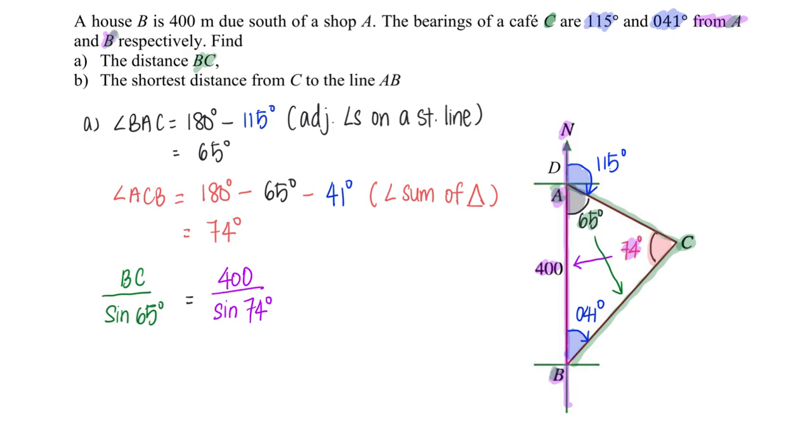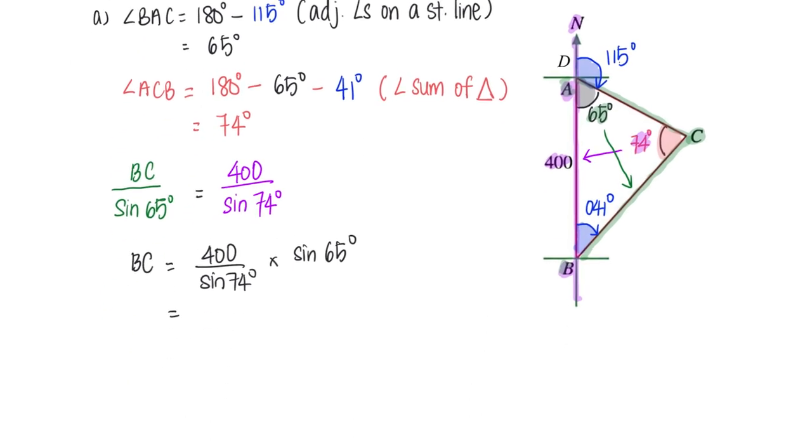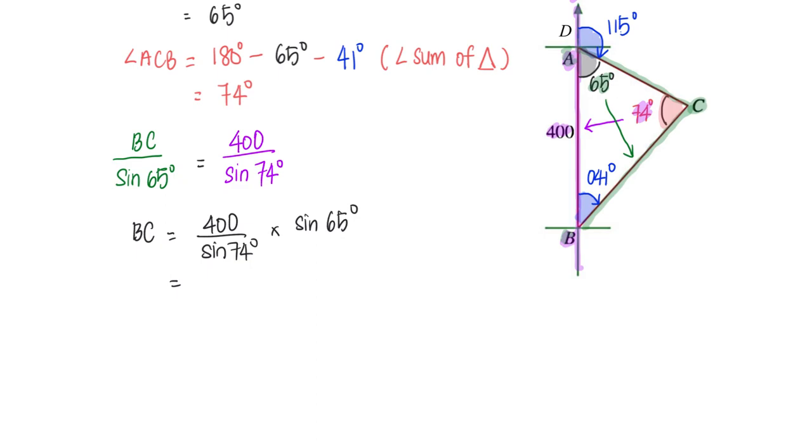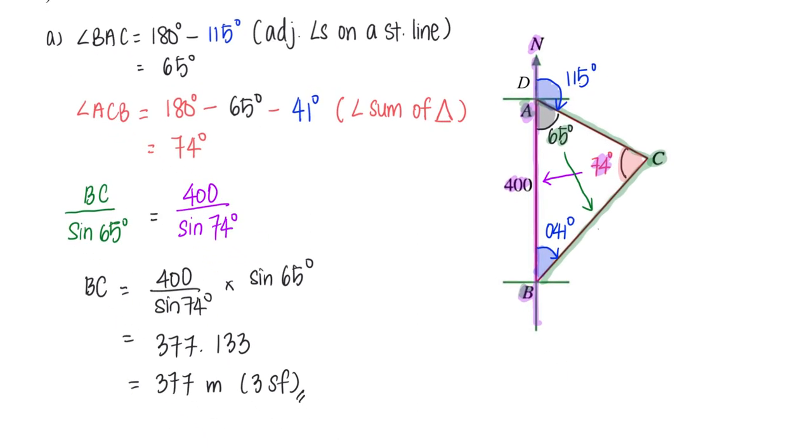So my BC will be equal to 400 over sine 74 degrees multiplied by sine 65 degrees. And this will give me a value of 377.133 to 6 significant figures first, followed by the final answer to three significant figures. Alright, that will be 377.